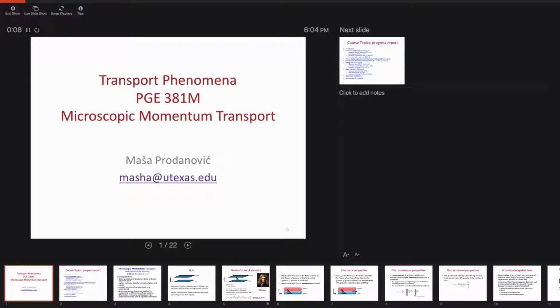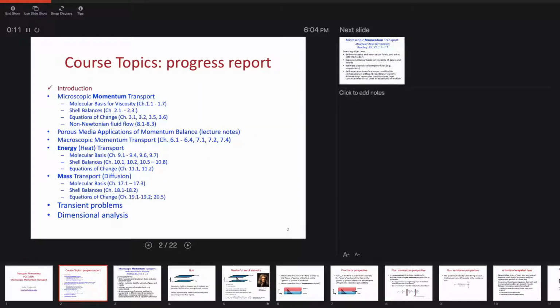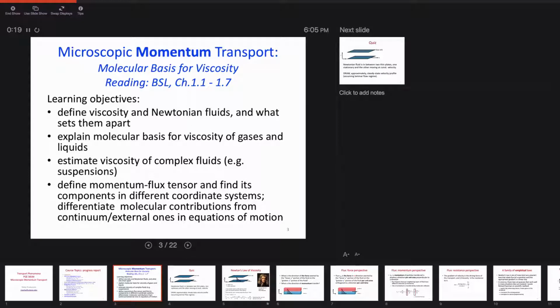So this is going to be our starting point in microscopic momentum transport. So this is the session on momentum transport. First we're gonna pretty much cover chapter 1 in Bird, Stewart, and Lightfoot. Okay? We're not gonna necessarily cover it in order, and I have reason for that. But basically the entire chapter is relevant. And what we're going to do is define viscosity and Newtonian fluids, as well as what sets them apart from the rest, and explain the molecular basis for viscosity for gases and liquids.